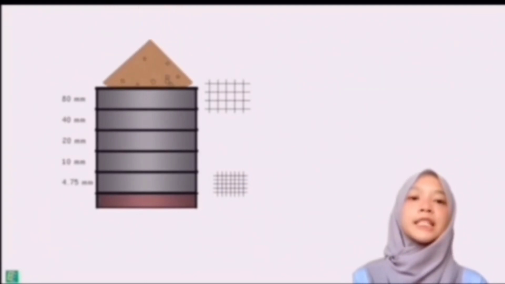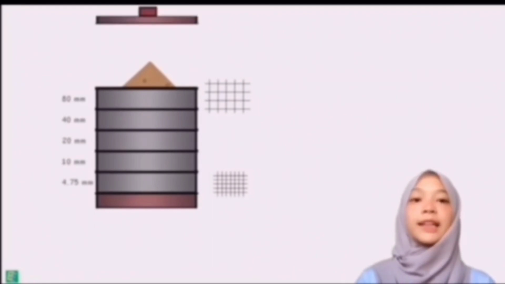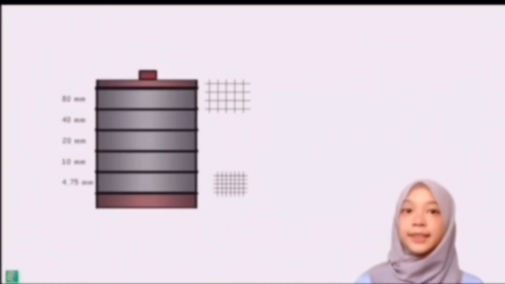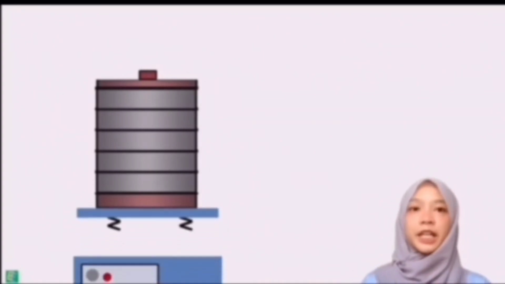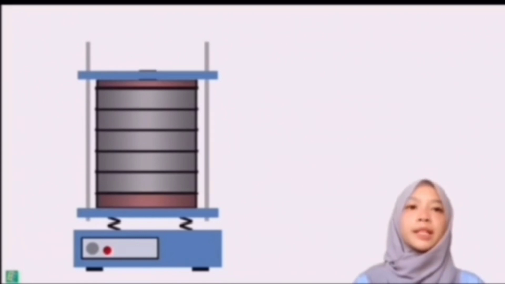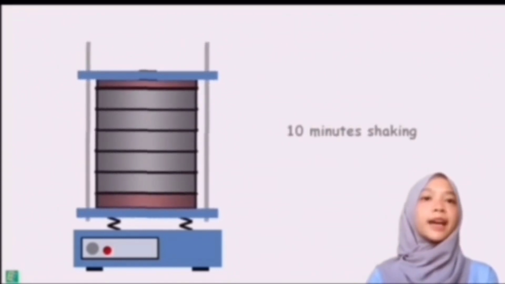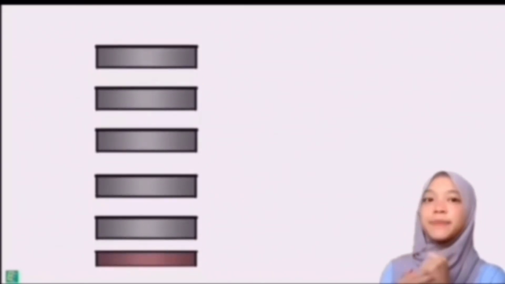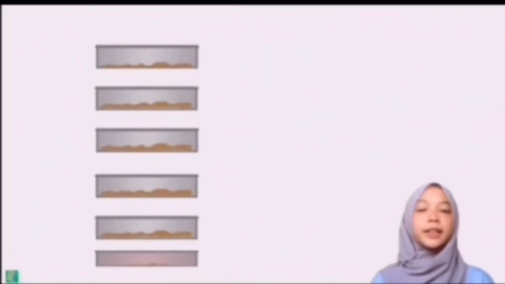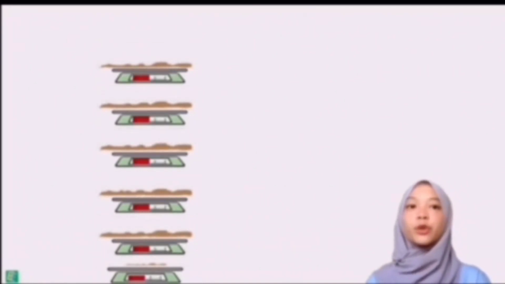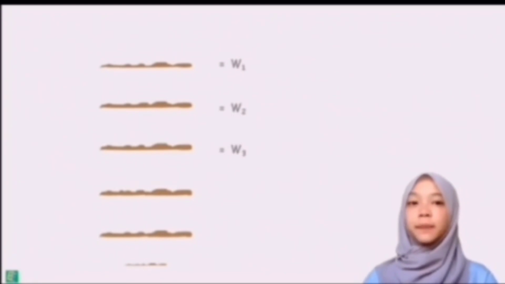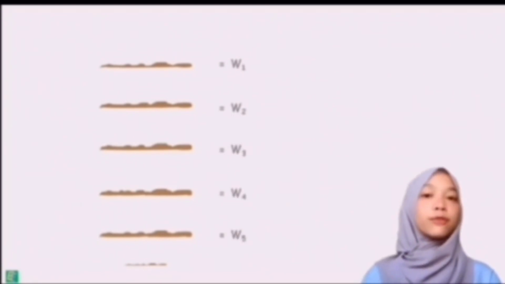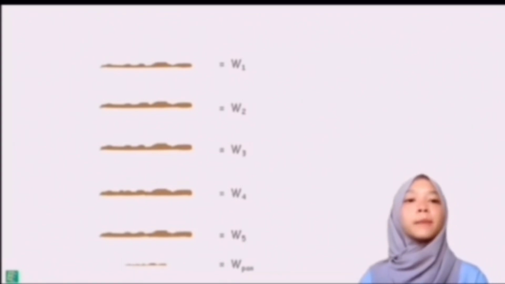The sample is placed in the top sieve, and a lid to cover this arrangement is placed on the top sieve. Then the whole arrangement is placed on the mechanical shaker and shaken for 10 minutes, and the arrangement is taken out. Then take 10 to 15 minutes to identify the weight of the aggregate retained on each sieve and record the weights as W1, W2, W3, W4, W5 and W pan.